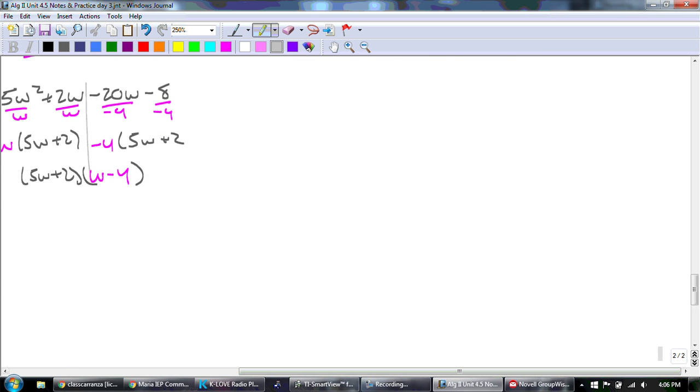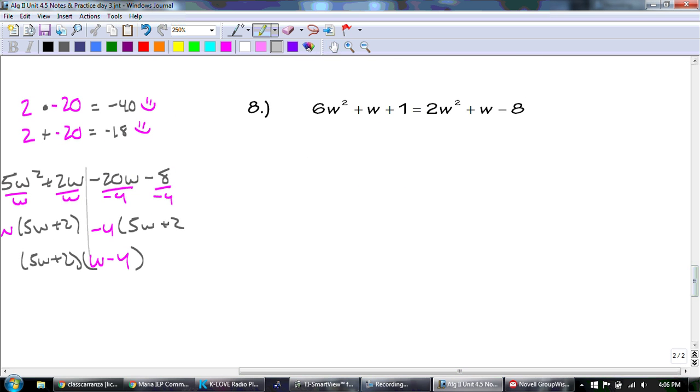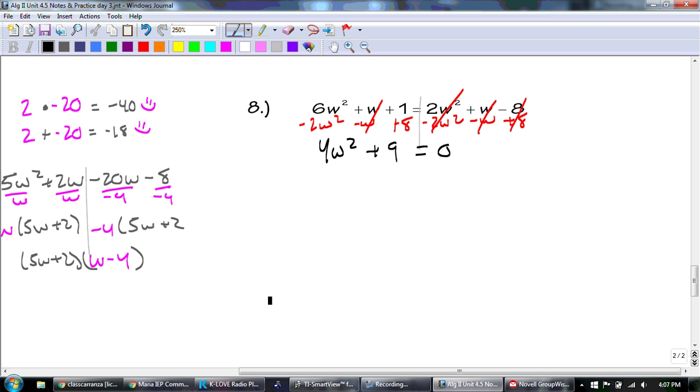All right, last one. What do you want to move? Yeah, I would move the 2w squared minus w, and we are adding 8. So add 8. So the right side equals 0, and then we get 4w squared, the w's cancel, plus 9.